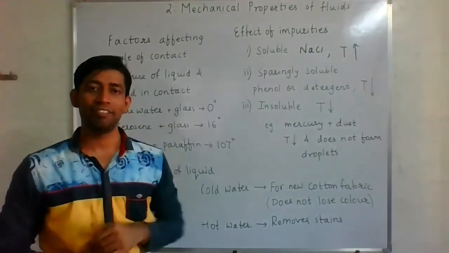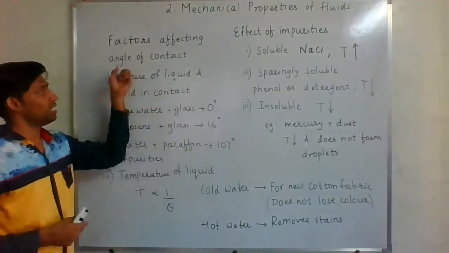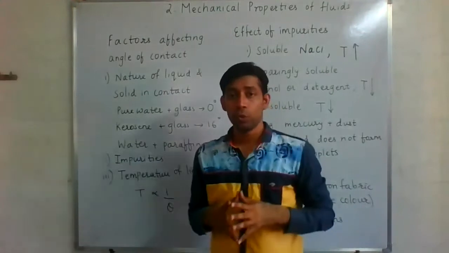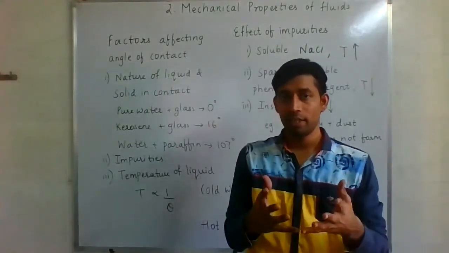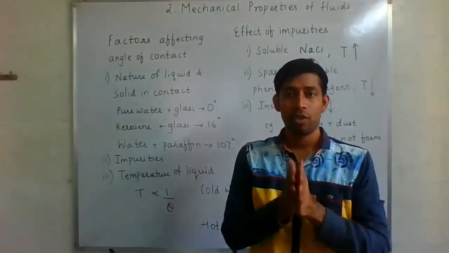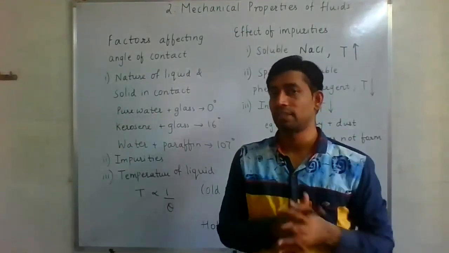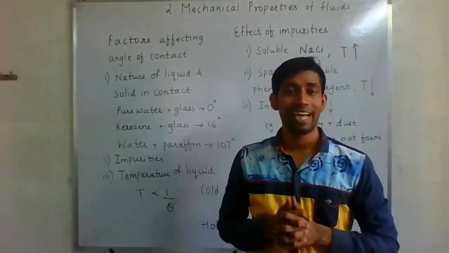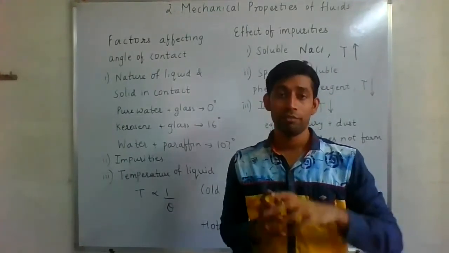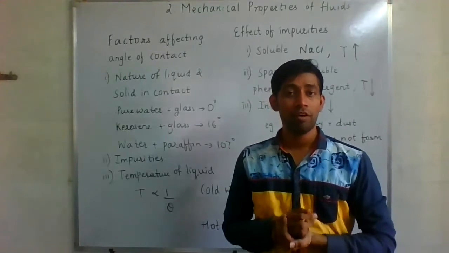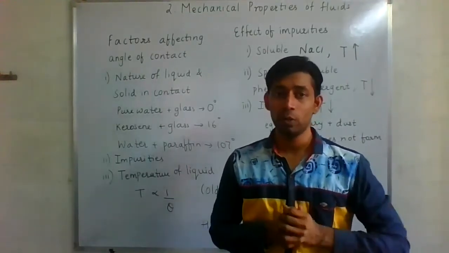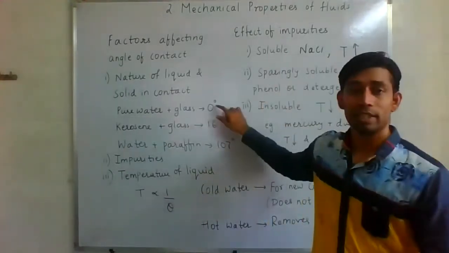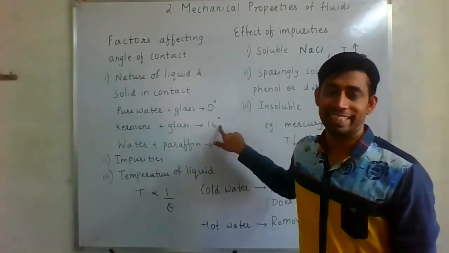I have listed three factors. First is the nature of liquid and solid in contact. Means if you have a particular liquid, let's say pure water, and a particular solid, let's say glass, we have seen that in case of pure water the angle of contact is coming as 0. Now, if you change the liquid, instead of water, if you have taken kerosene, then the angle of contact will change. You can observe 0 and it becomes directly 16 degrees.